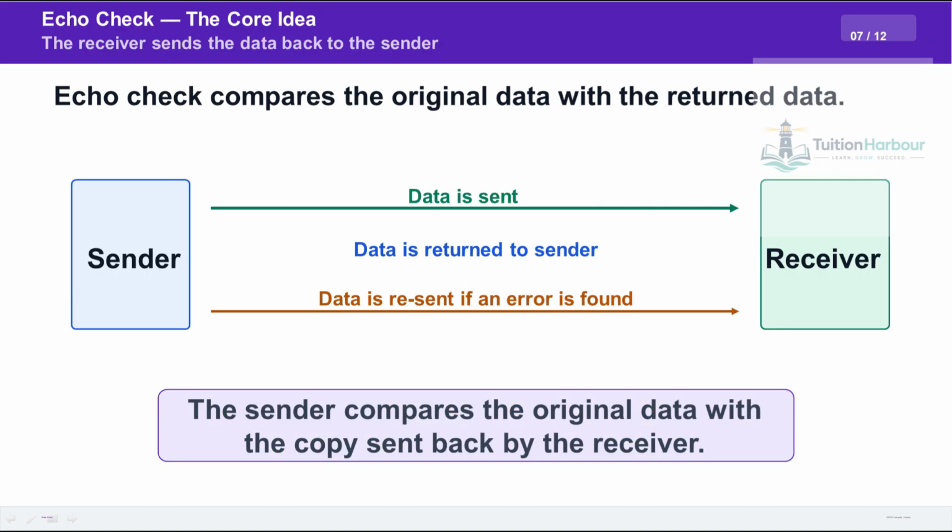Echo check, the core idea. Echo check works in a different way. The sender sends data to the receiver. The receiver sends the same data back to the sender. The sender compares the returned data with the original data. If both sets of data are the same, the sender assumes the data was transmitted correctly. If the two sets of data are different, an error has occurred at some stage.